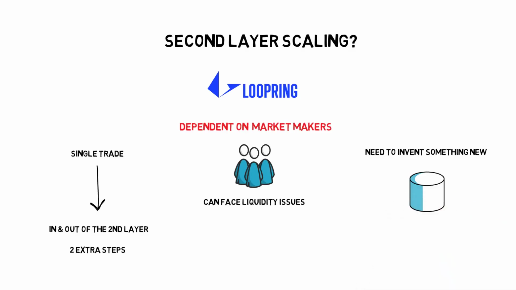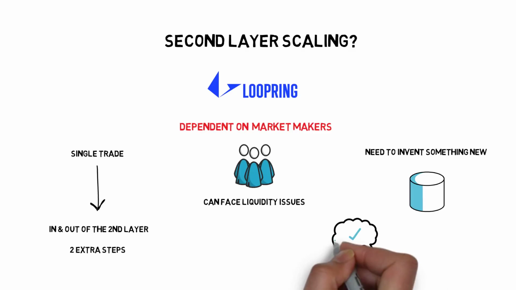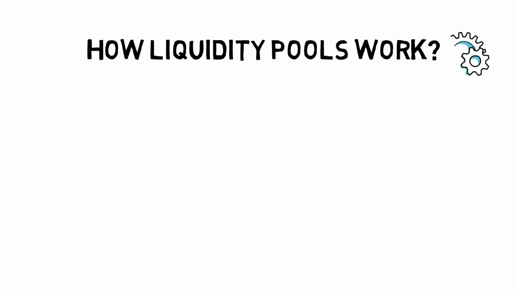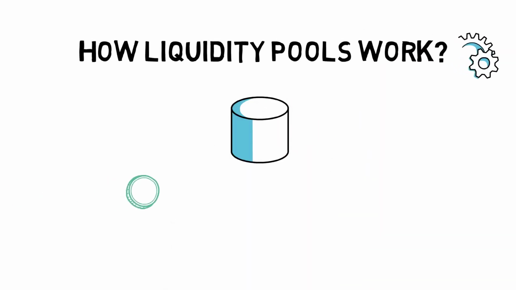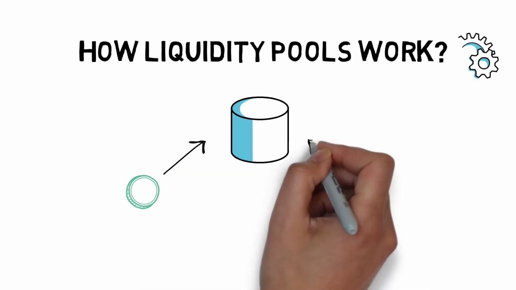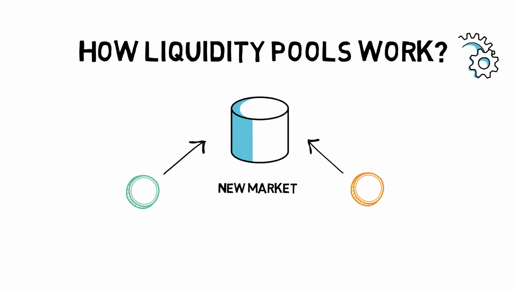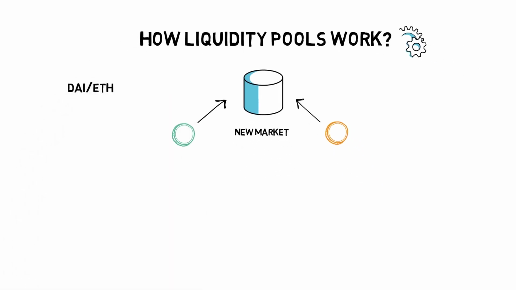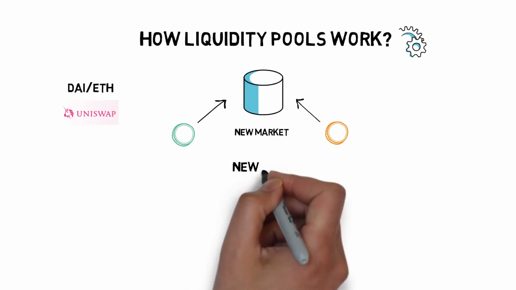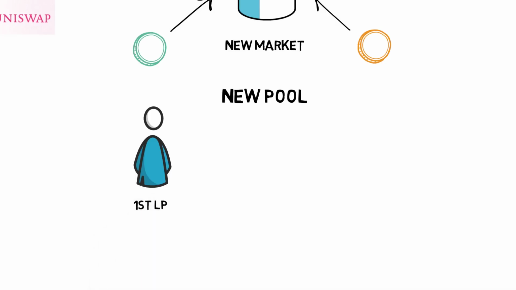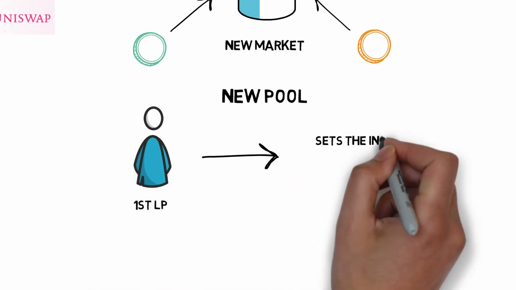Okay, so now that we understand why we need liquidity pools in decentralized finance, let's see how they actually work. In its basic form, a single liquidity pool holds 2 tokens, and each pool creates a new market for that particular pair of tokens. DAI-ETH can be a good example of a popular liquidity pool on Uniswap. When a new pool is created, the first liquidity provider is the one that sets the initial price of the assets in the pool.